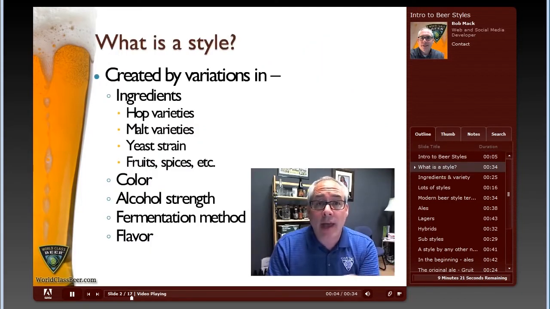What is a beer style and why do we have them? Well, beers can vary dramatically from one to the other, and styles are an attempt to describe those differences. These variations are created by differences in ingredients. For example, hop varieties, malt varieties, yeast strains, fruits, spices, seasonings, or other additives can vary dramatically from beer to beer, as well as beer color, the alcohol strength of a beer, the fermentation method used to create the beer, and most importantly, the flavor of the beer.